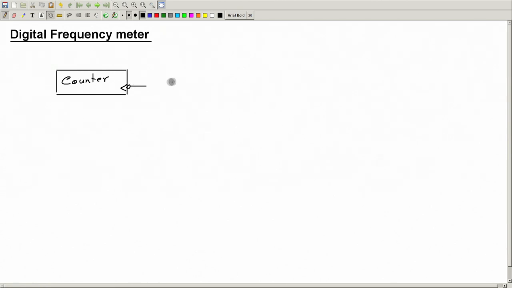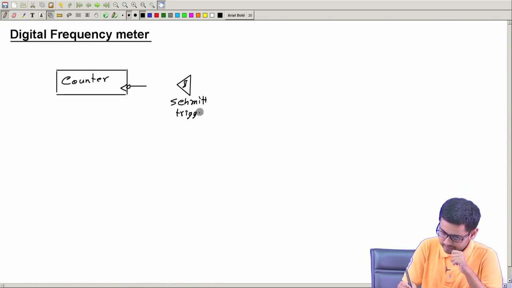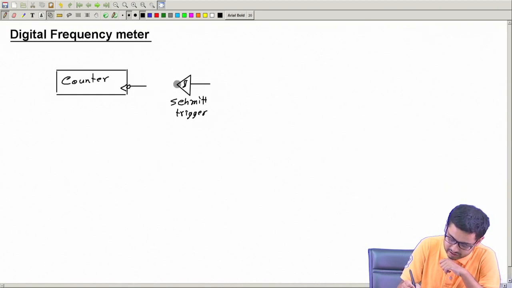But if the input is not square or rectangular, then you have to first convert it into a square or rectangular wave. So, you can use a Schmitt trigger. So, this is a Schmitt trigger. You give the input first to the Schmitt trigger and you feed the output here.